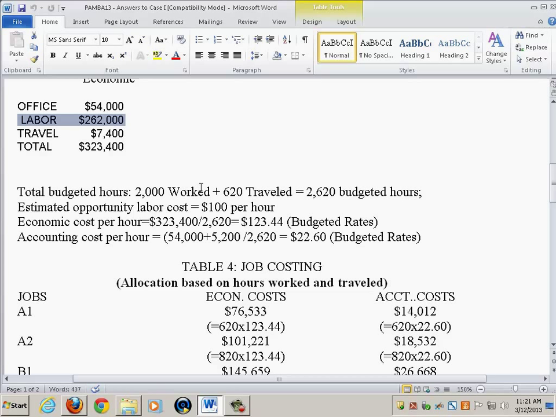So obviously the hours that you use for the business are hours that you forgo providing services to somebody else and being paid $100. So you take the number of hours worked and traveled, which is 2,620, you multiply them by 100 and you get a cost of labor, which is 262,000, which in this case is not explicit, but it is an implicit opportunity cost.